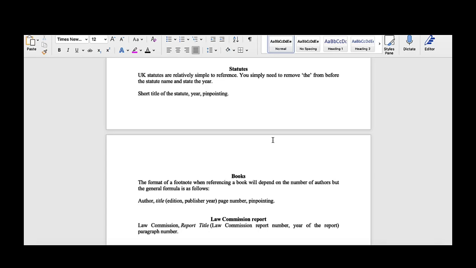I will briefly run through the form that these sources will take in an OSCOLA footnote, as you can see on your screen. UK statutes are relatively simple to reference. You simply need to remove the 'the' before the statute name and state the year.